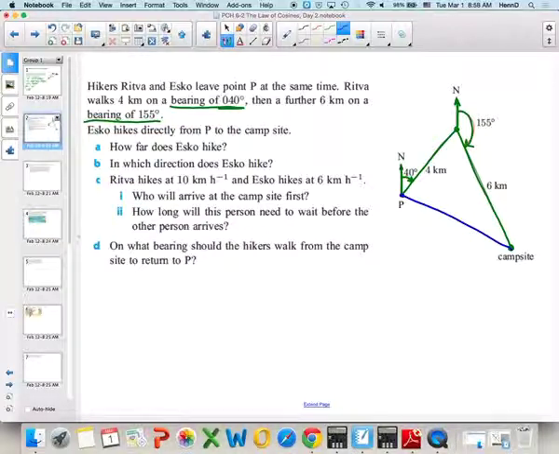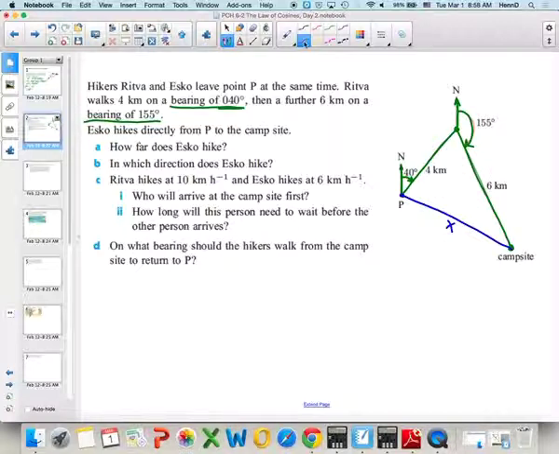First of all, the question is how far does Esko hike? In other words, what's this distance here in a straight line? Don't say 10. In fact, we know our answer has to be less than 10, right? So the question is, how are we going to get an angle that's in this triangle? And this is where our geometry comes in handy.